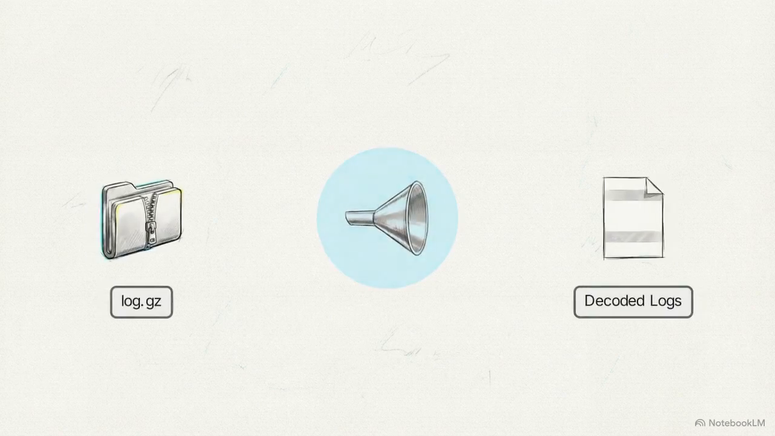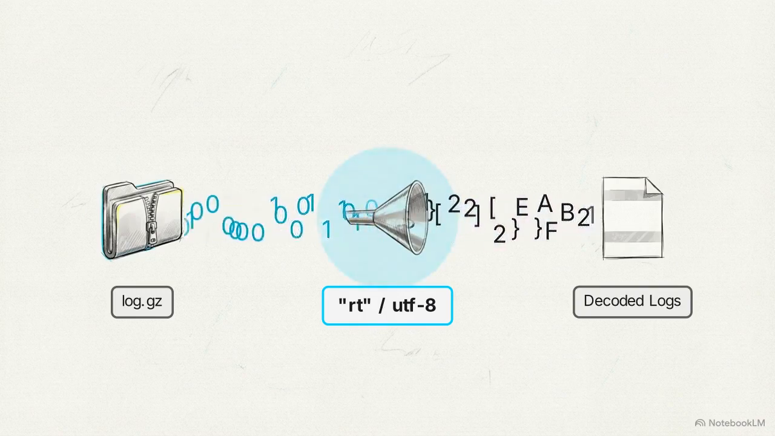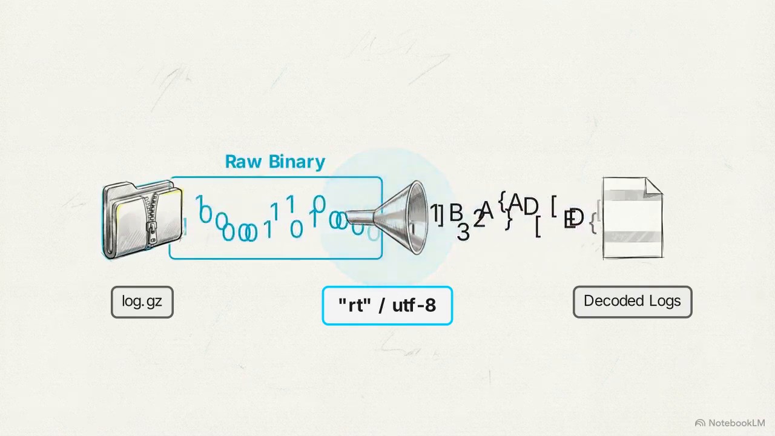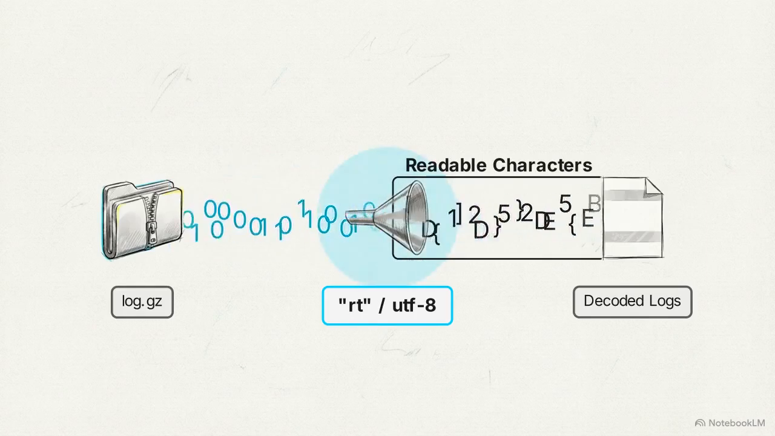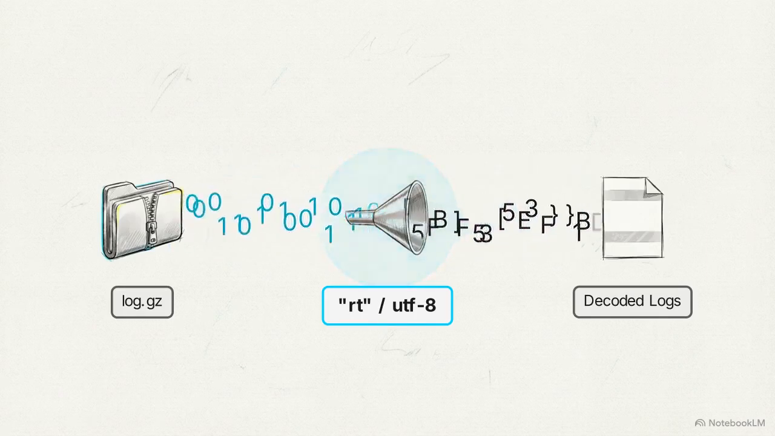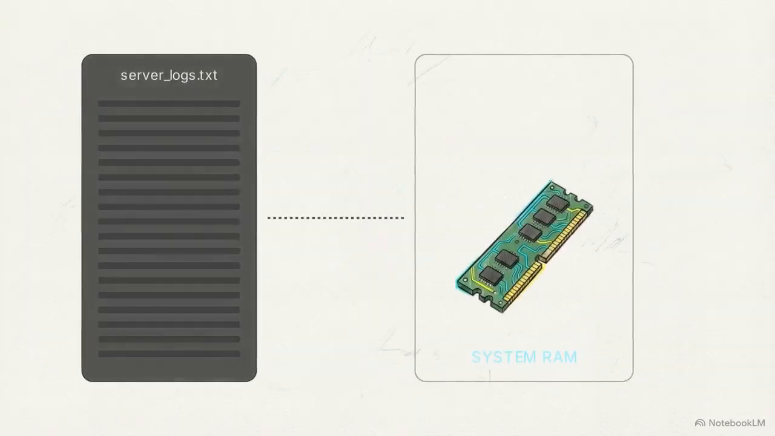The configuration of this stream is precise. We use the rt flag for read text and specify UTF-8 encoding. Without these, the script would only see raw binary. With them, the compressed stream is decoded into readable characters in real time. By defining this specific connection, we have created a direct pipe to the system data that avoids the overhead of the local file system.